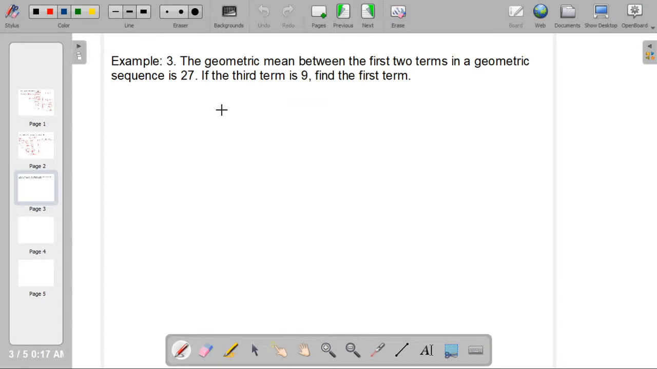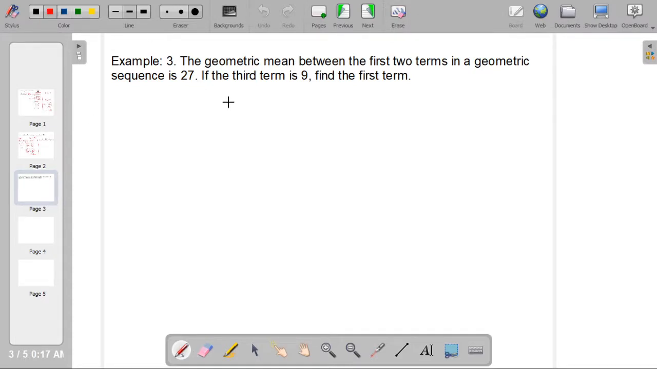For the final example, the geometric mean between the first two terms in a geometric sequence is 27. If the third term is 9, find the first term. No? Okay. Now, given ang iyang geometric mean, no? The geometric mean is 27. So, silbi, usara ni ka geometric mean, no? Unya, given ang iyang third term, which is 9, and then we're going to find the first term. So, what happens is this. Ingani na siya.